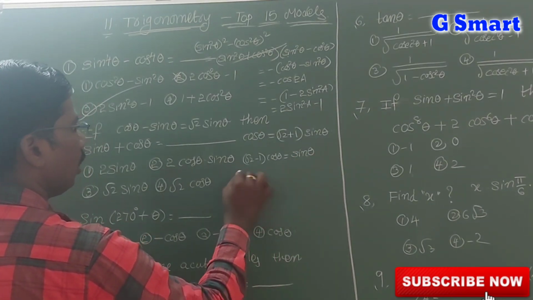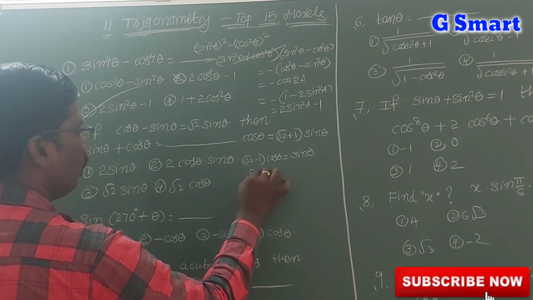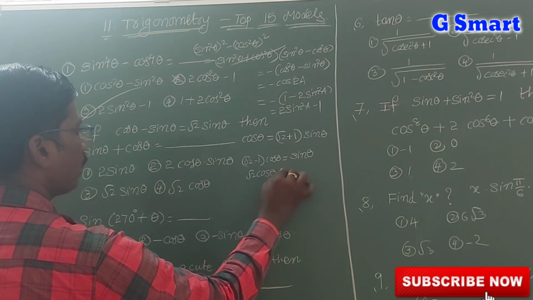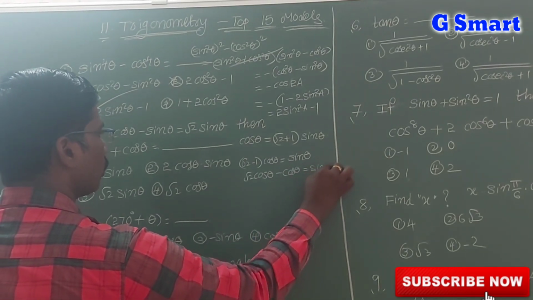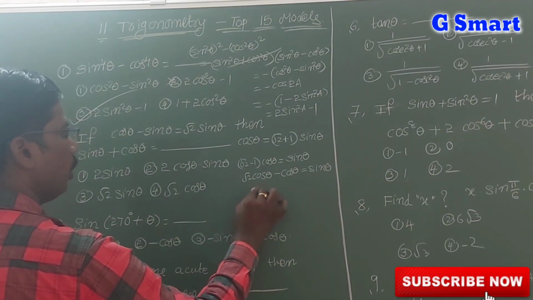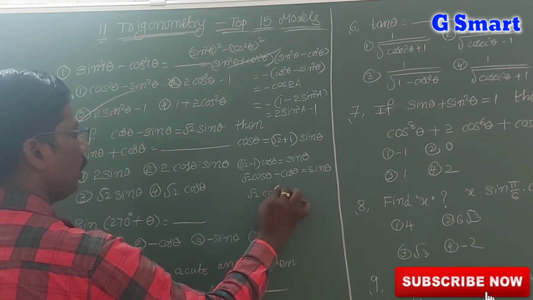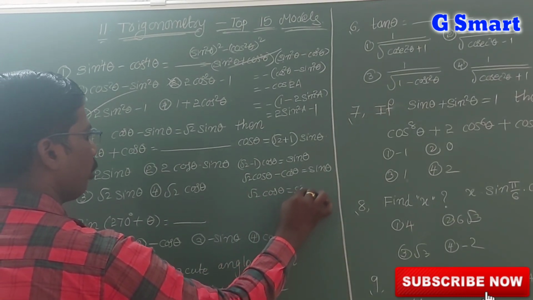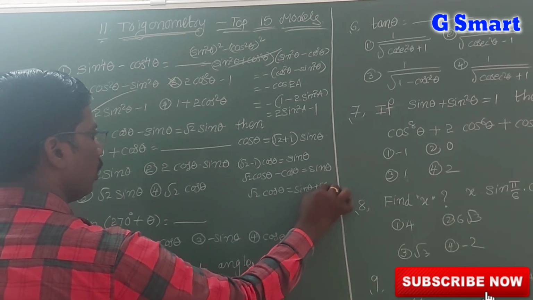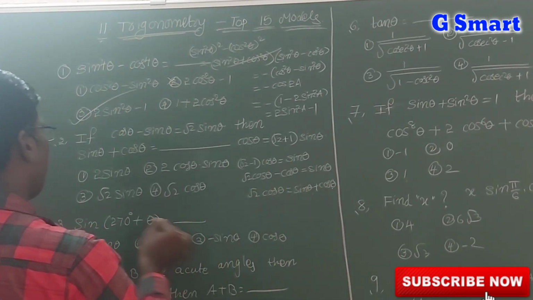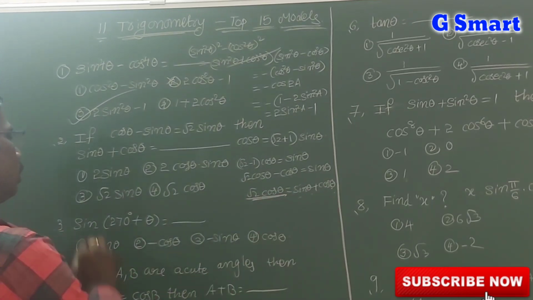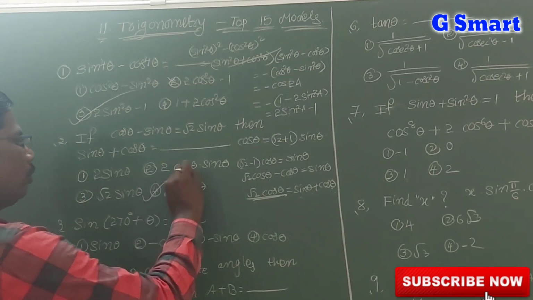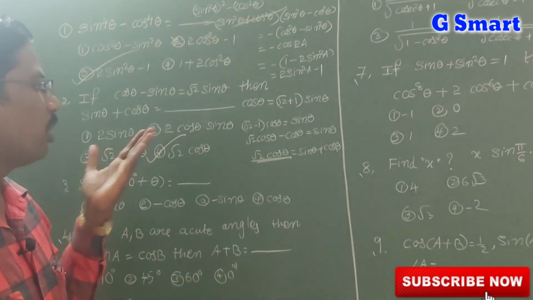So multiply this one. Root 2 into cos theta minus cos theta is equal to sin theta. Bring minus cos theta to that side, then root 2 into cos theta is equal to sin theta plus cos theta. They are asking sin theta plus cos theta. What is the answer? Root 2 cos theta. Root 2 cos theta is the fourth option. See, that is much easier.